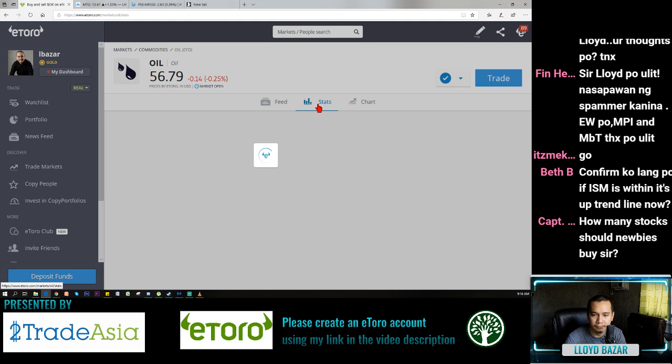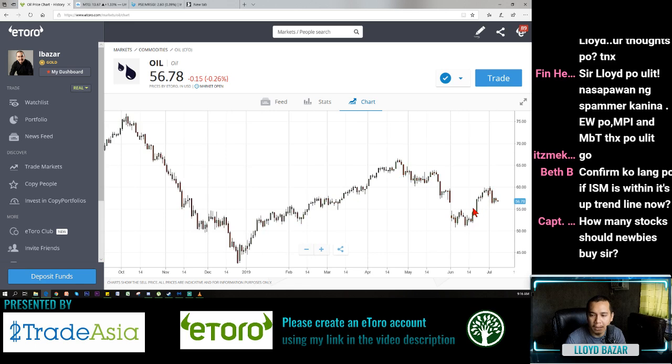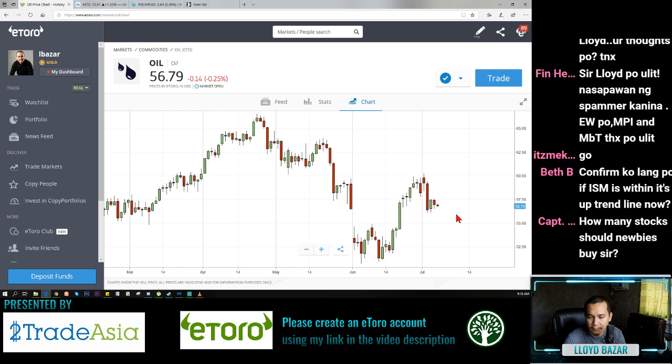Ay, tingnan natin yung chart ni oil. After yung sa gulo about the oil, it started to go up. The pullback is here. Yeah, I think aakyat pa ito. It did a breakout right here. It's starting to solidify support right here. I think aakyat pa ito si oil. Right?